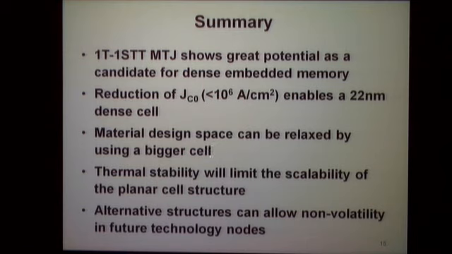Finally, the material design space can be relaxed by using a bigger cell, but that's not a trade-off that circuit designers would want to do. Thermal stability, I believe, will be a big problem once we go into smaller dimensions, 50 nanometer and so on.